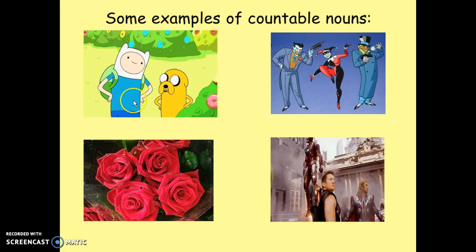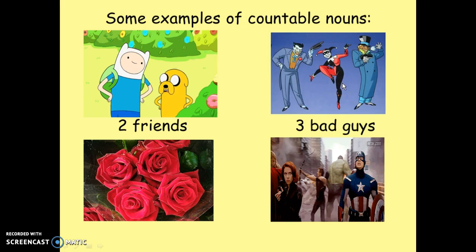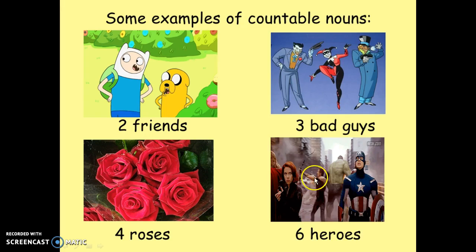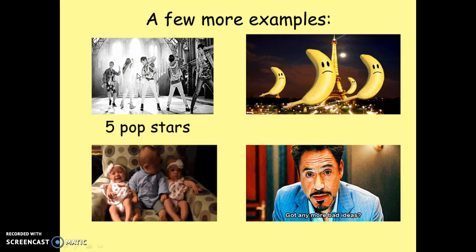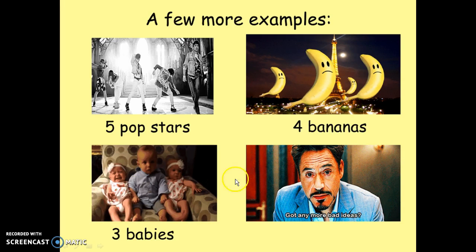Here are a few more examples. You probably know these guys. Jake and Finn are 2 friends. These guys don't look as nice as Jake and Finn. They are 3 bad guys. Your mom would love if you brought her 4 roses. Fortunately for Earth, there are 6 Avengers to defend it. These are 5 K-pop stars. These are 4 flying bananas. These are 3 babies. This is 1 handsome actor.